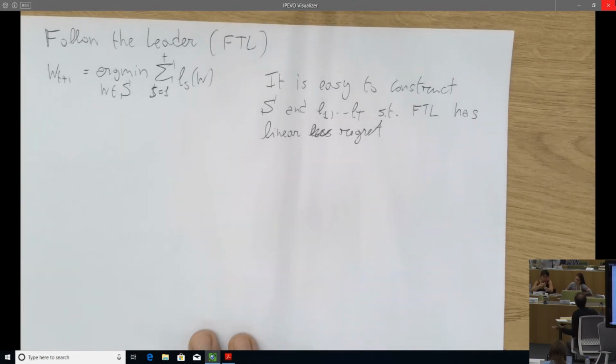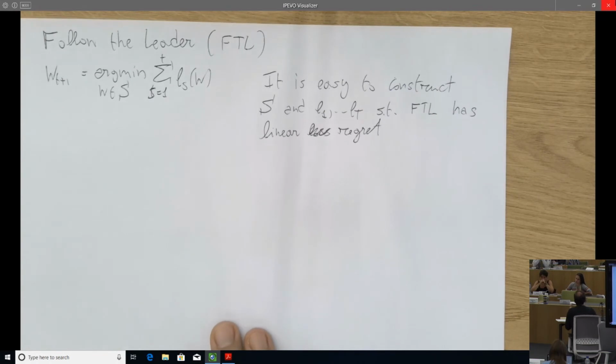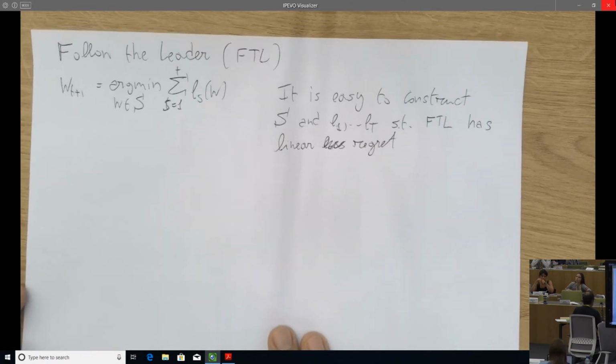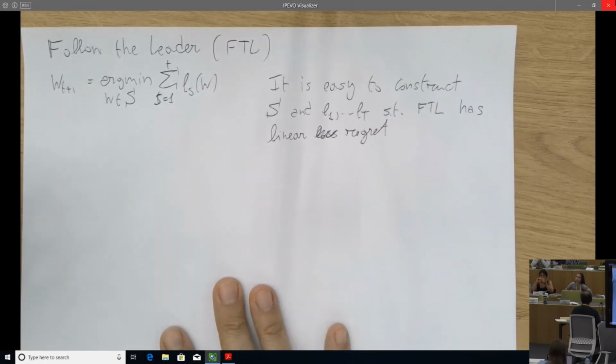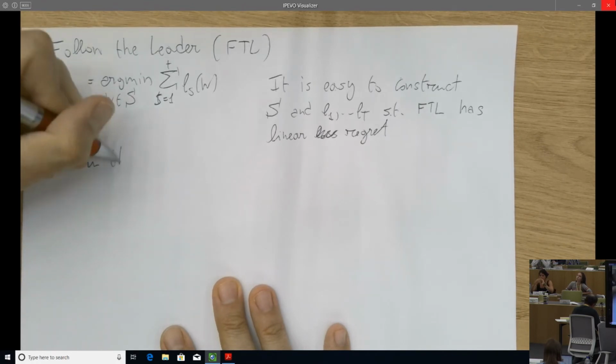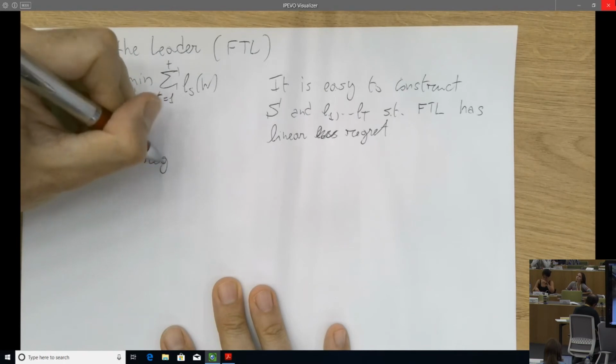We add regularization, and you do this in statistical learning, and you can also do that in online learning. Adding regularization is something that has been studied very well in optimization. So this is now called follow the regularized leader. Funny names.